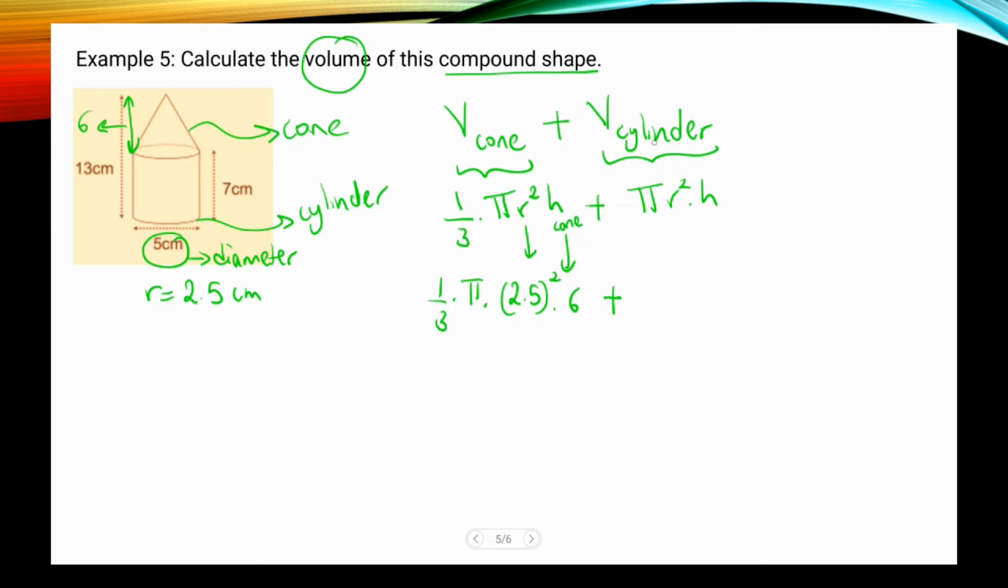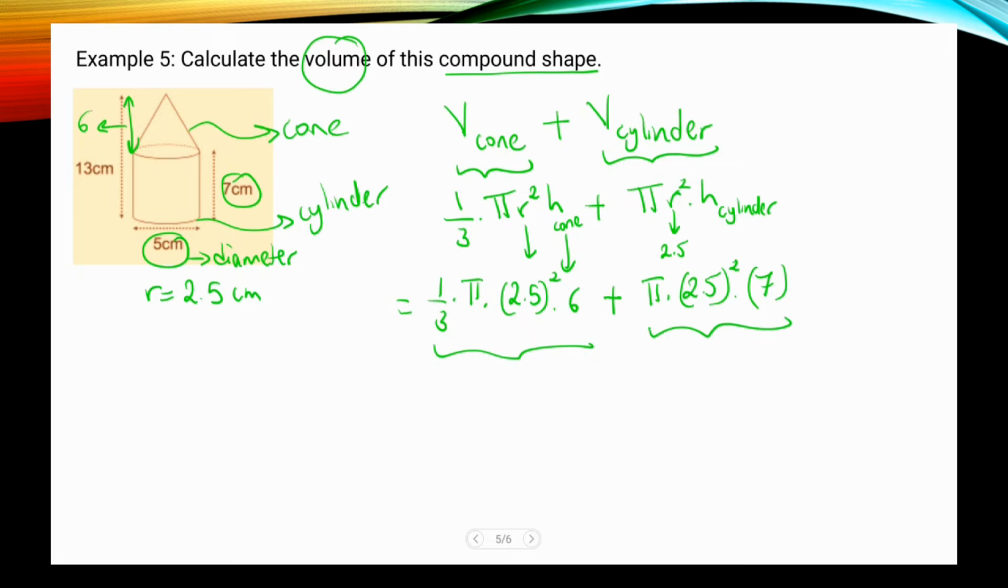plus let's see what we have for the cylinder. I know r, this is 2.5. Do I know the height? This is the height of the cylinder. Yes, it is 7. So π times 2.5² times 7. Then you're going to calculate and see your answers.